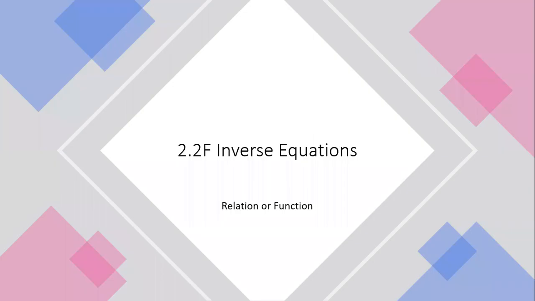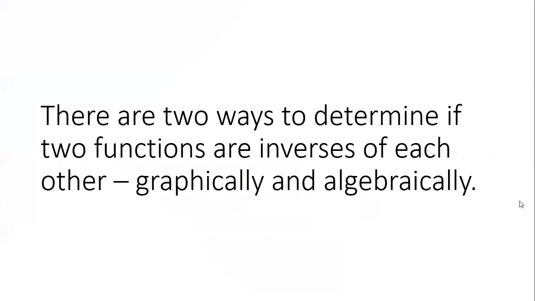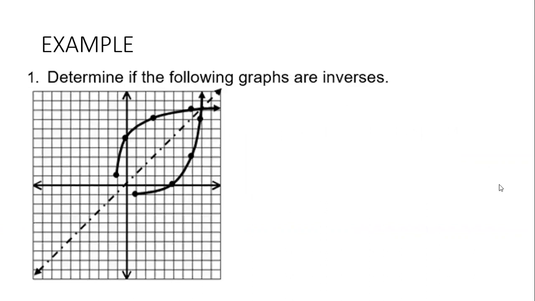All right, so we are at inverse equations, and we're at verifying inverses. There are two ways to determine if two functions are inverses of each other: graphically and algebraically. Graphically, it's literally having that y equals x line in. If you graph y equals x, and the points are symmetrical around y equals x, then they are inverses of each other. That's graphically.